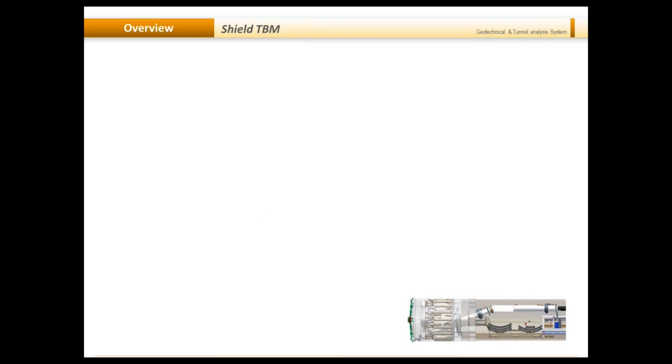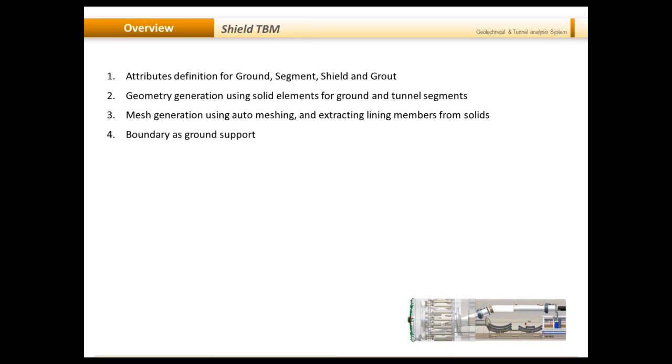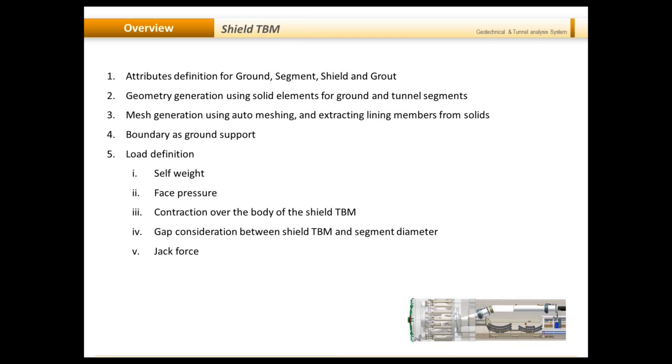So let's see what are the main steps that I will be taking up today. First step, we'll be defining the attributes for ground, segment, shield, and grout. Then step 2 would be geometry generation using solid elements for ground and tunnel segments. Then mesh generation using auto meshing features, and from this 3D auto mesh we'll be extracting the lining members from these solids. So we'll basically go from 3D to 2D.